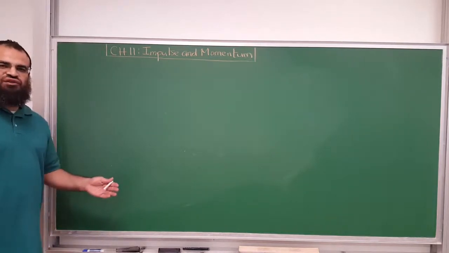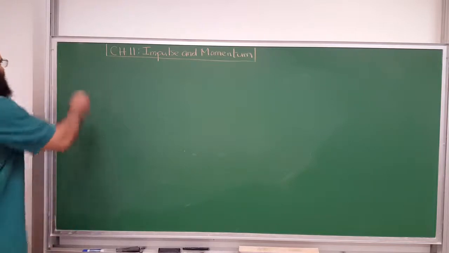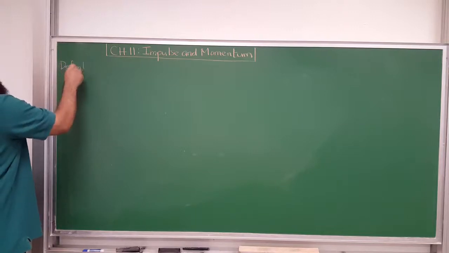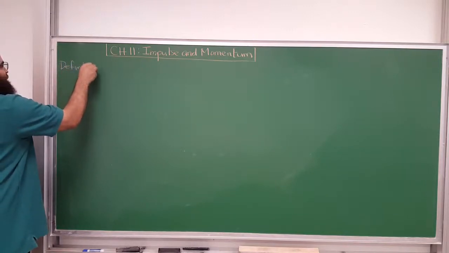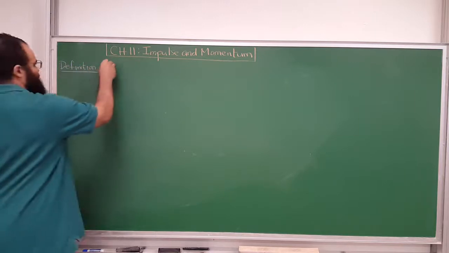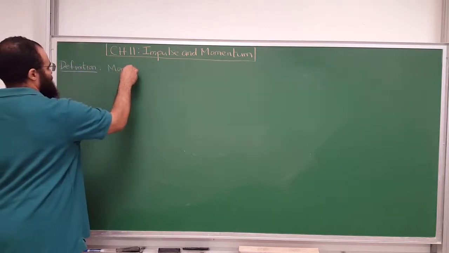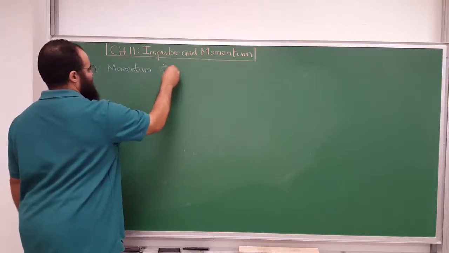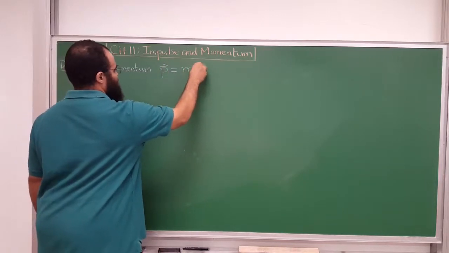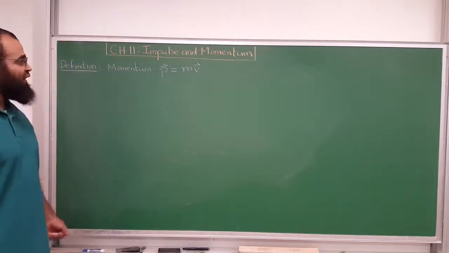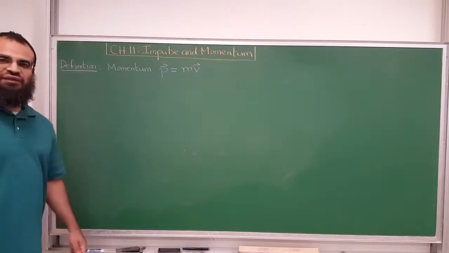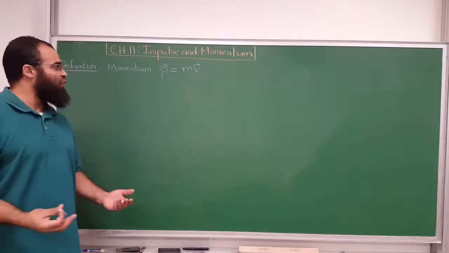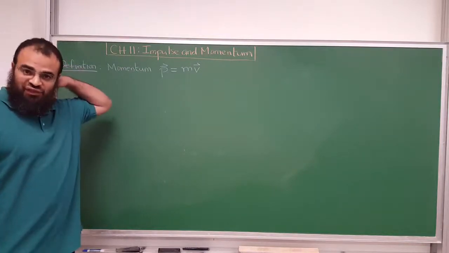So, of course, we're going to start with a definition. So here's the definition. Momentum has the symbol P, and it is defined as the mass of the object times its velocity. Why is it defined this way? Well, that's the way it is defined, and you can define anything you like. Again, definitions are neither right nor wrong. It's whether they are useful or not. In this case, they are useful.